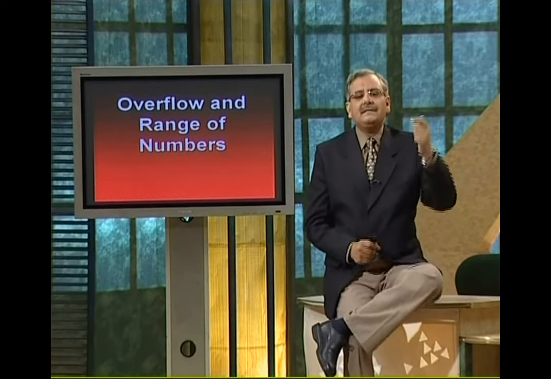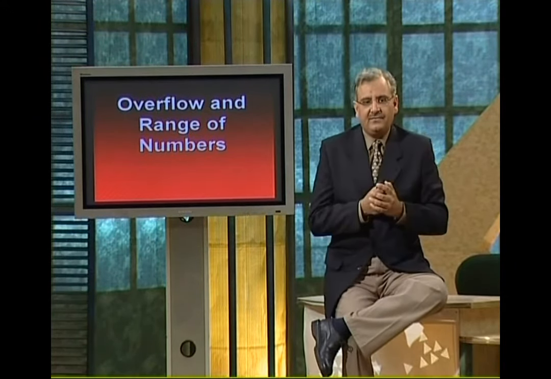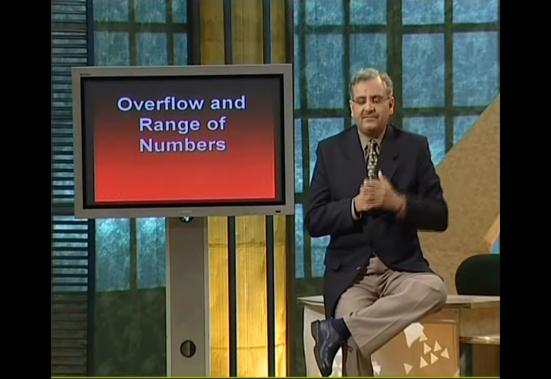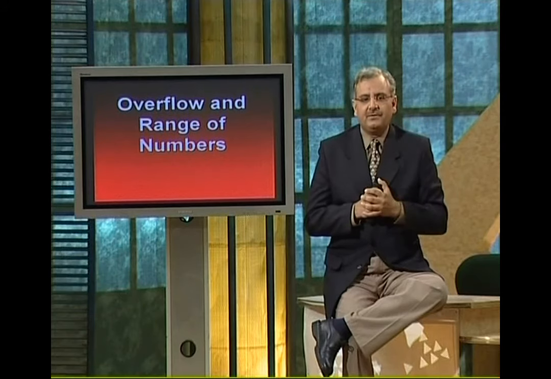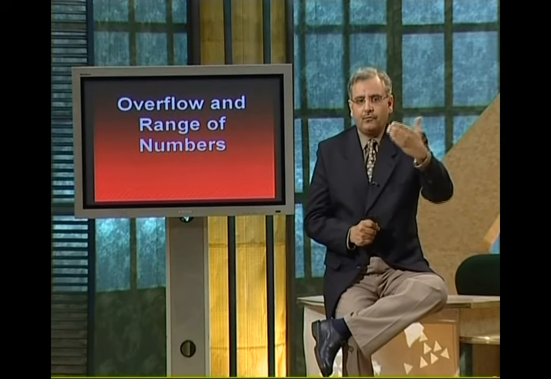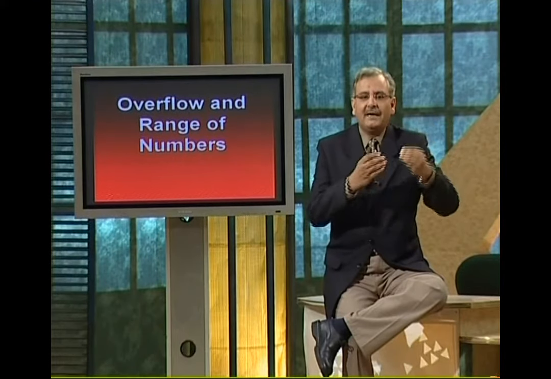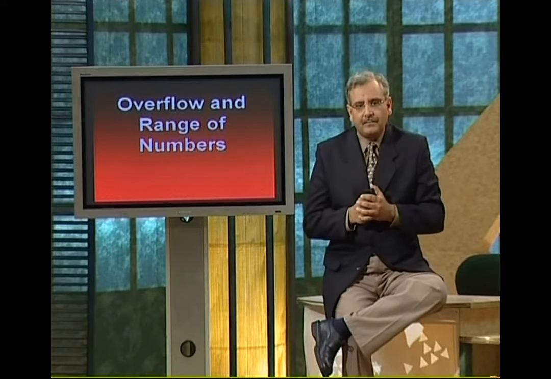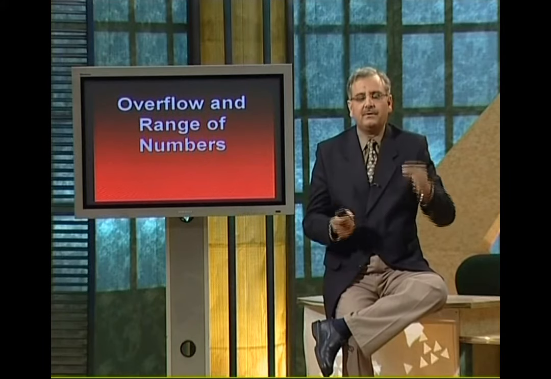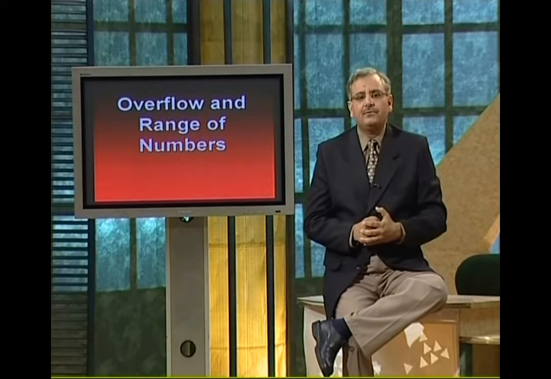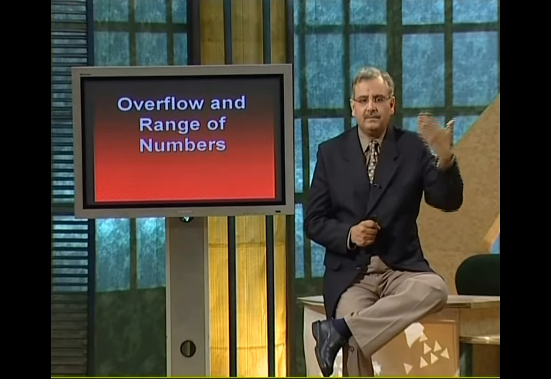So all the representations have a certain maximum range. Let's take the 2's complement representation. We have been using 4 bits. So can you, let's say, add minus 1 and minus 9? Well, the answer is no, because you would get minus 10, and it cannot be represented using 4-bit 2's complement representation.